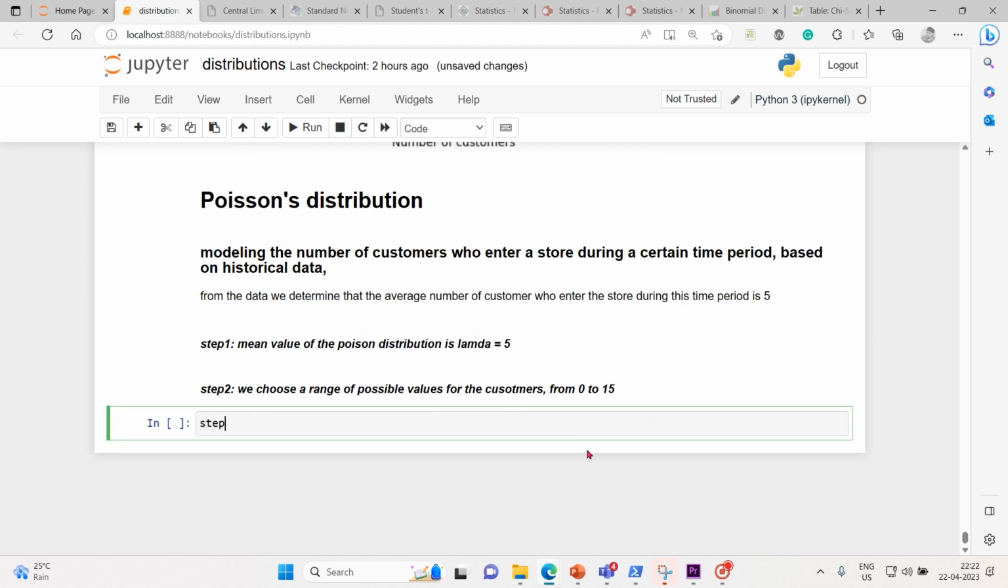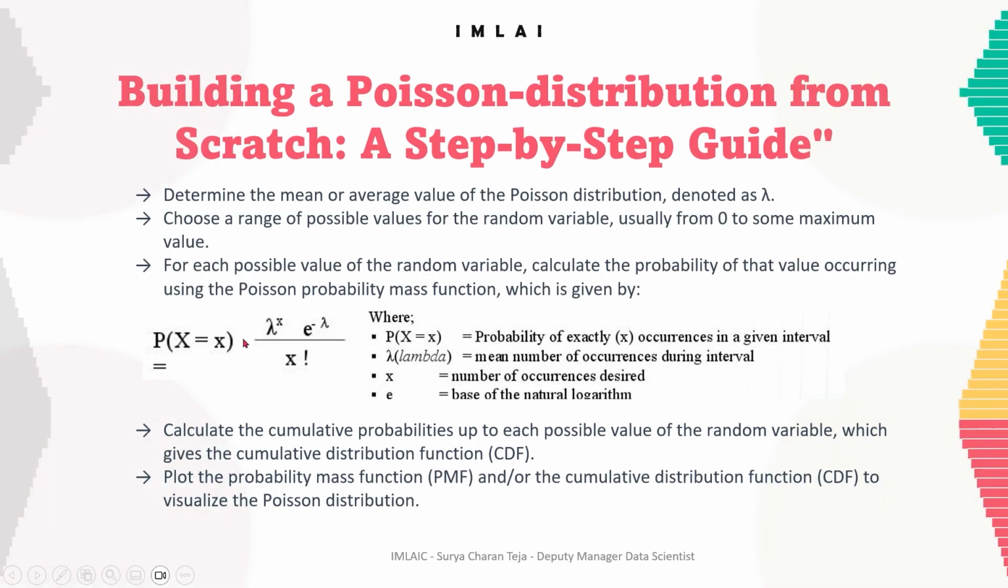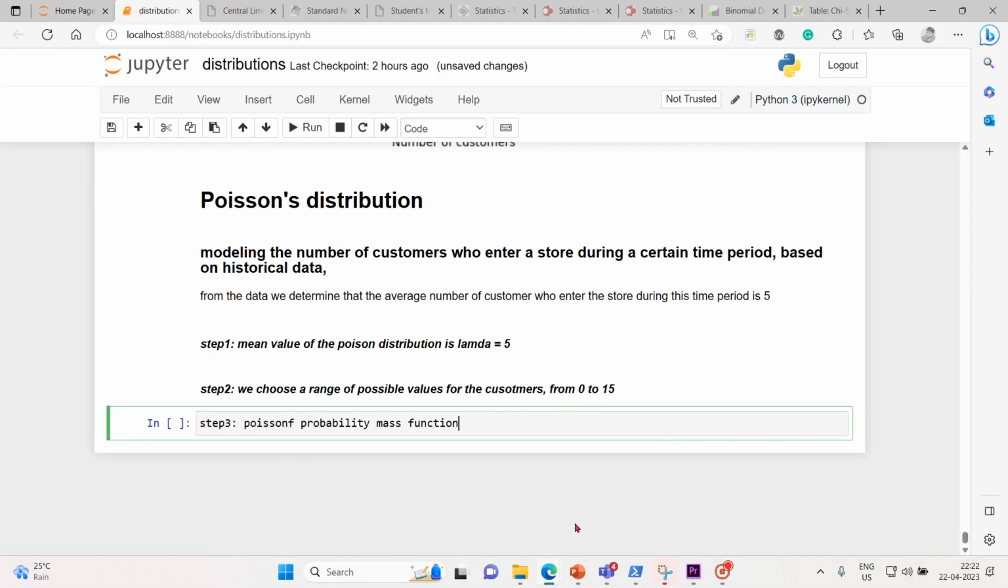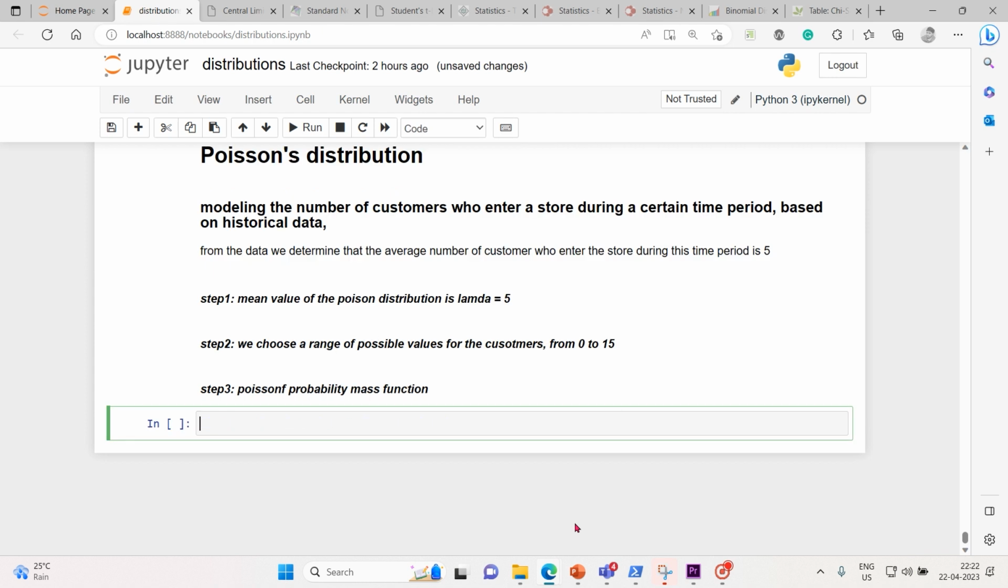Then step 3, for each possible value of the number of customers, we calculate the probability of that value occurring using the Poisson probability mass function, that is P(X = x) equals lambda^x multiplied by e^(-lambda) divided by x factorial. Once that is done, we will move on to the next step.